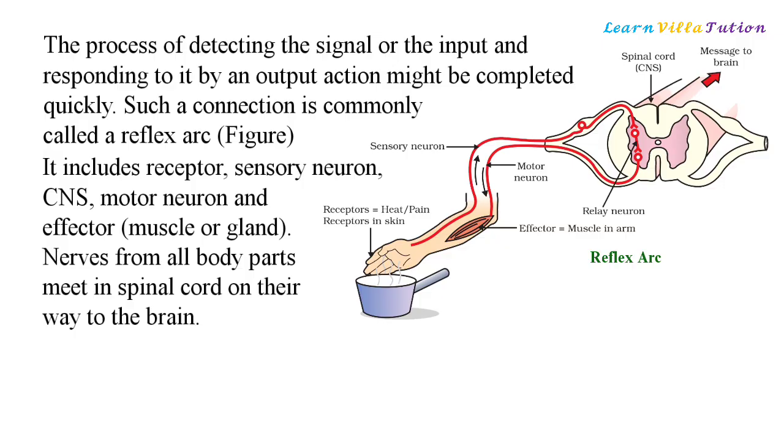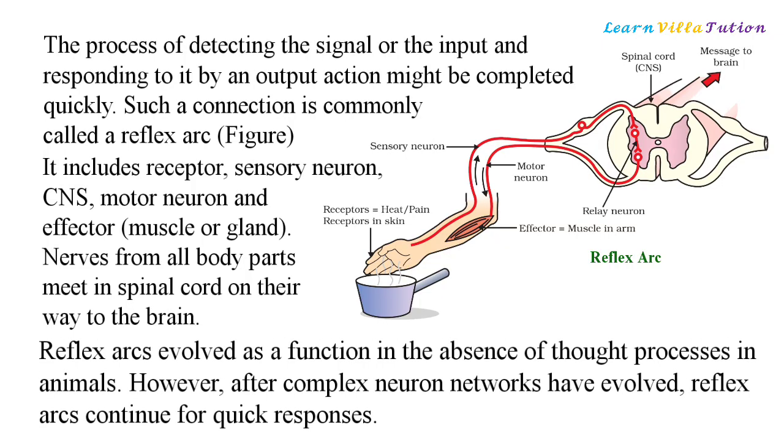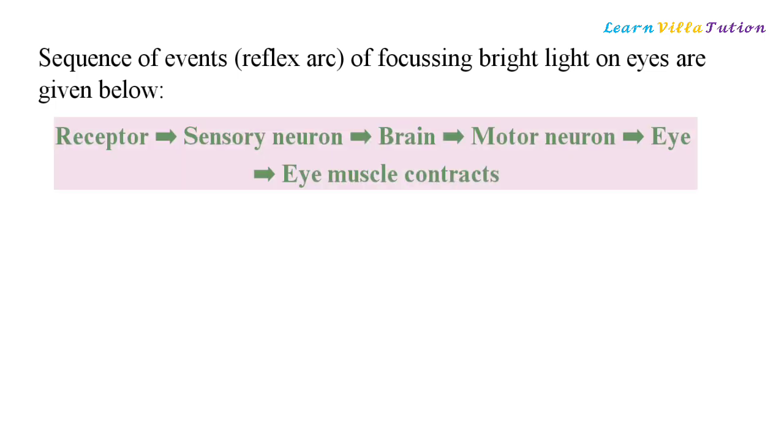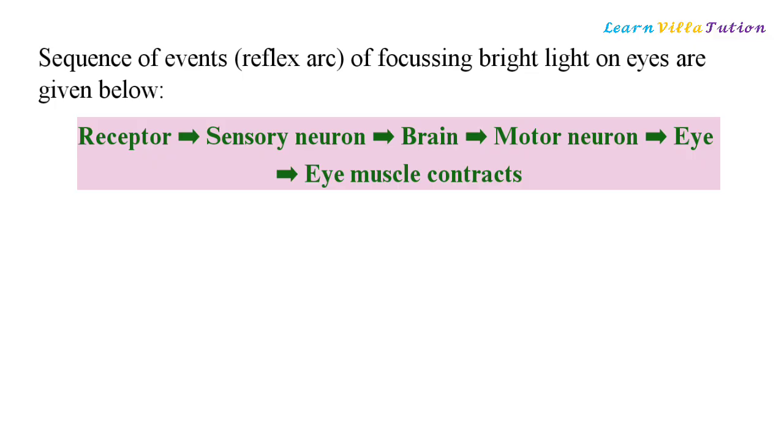Nerves from all body parts meet in the spinal cord on their way to the brain. Reflex arcs evolved as a function in the absence of thought processes in animals. However, after complex neuron networks have evolved, reflex arcs continue for quick responses. Sequence of events in the reflex arc of focusing bright light on eyes are given below. Receptor, then sensory neuron, then brain, then motor neuron, then eye muscle contracts.